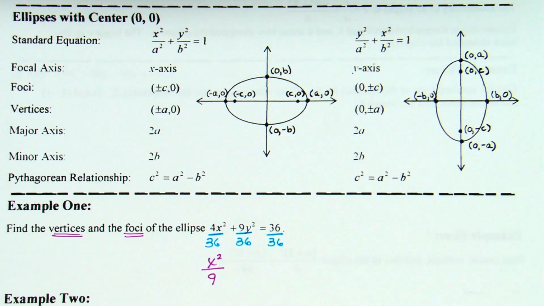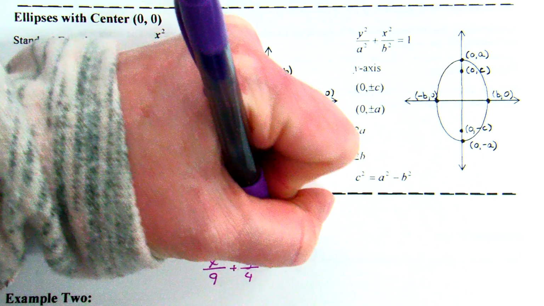So what do you know about 9y squared over 36? Y squared over 4, because 9 over 36 is a fraction that reduces, right? 9 over 36 reduces to 1/4. So this is y squared over 4. And 36 divided by 36 is 1.